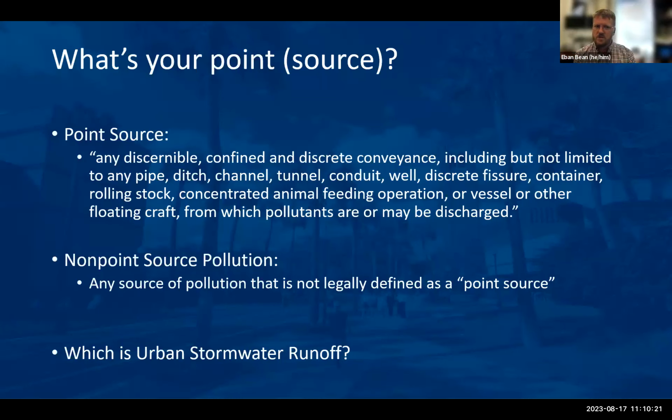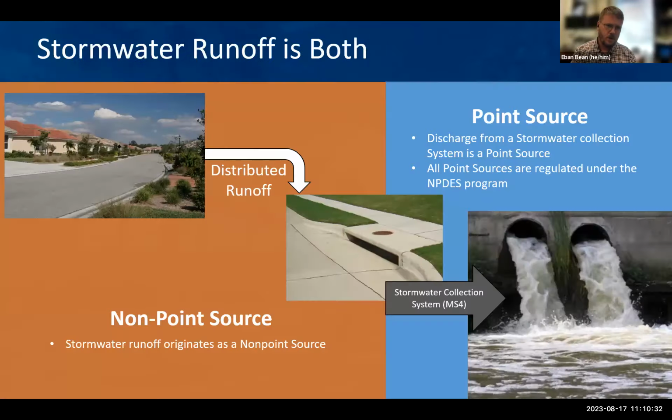Whereas non-point source is any source that's not really legally defined as a point source. So which is urban stormwater runoff? Well, it's both actually, depending on where it comes into play. As stormwater runoff begins at the lot level and comes off of, let's say, a rooftop, and then rolls off of the driveway and maybe into the street, that is non-point source. There's no actual point where all that runoff's coming from. It's coming from a large area, so it's a non-point source.